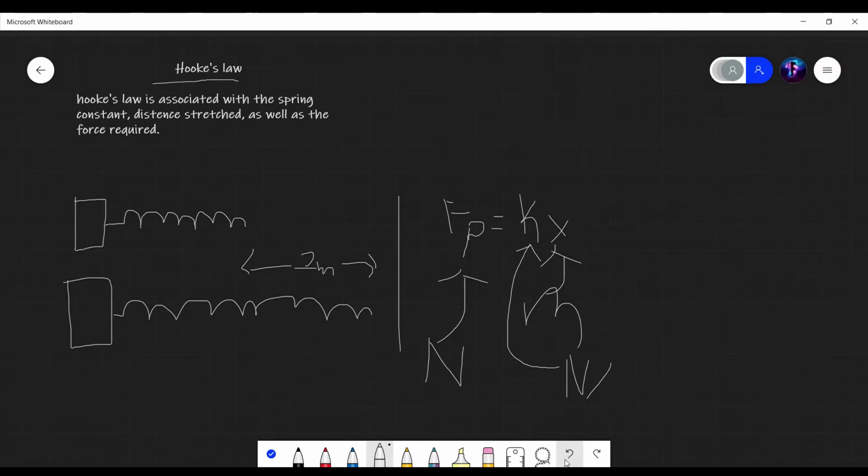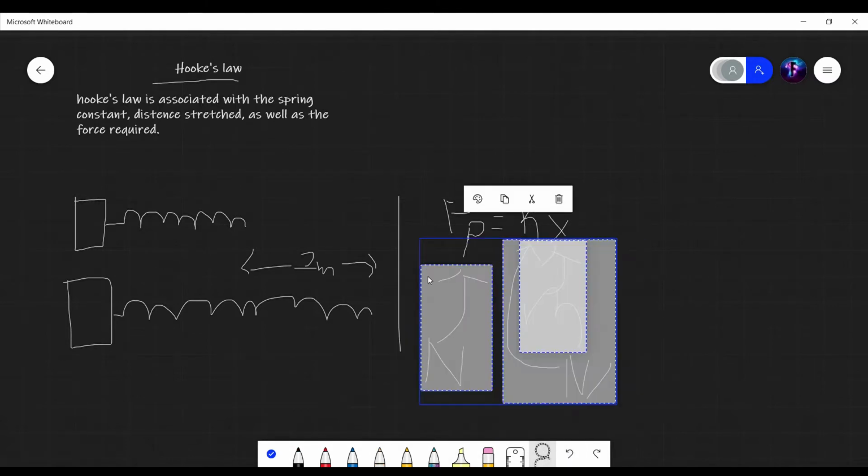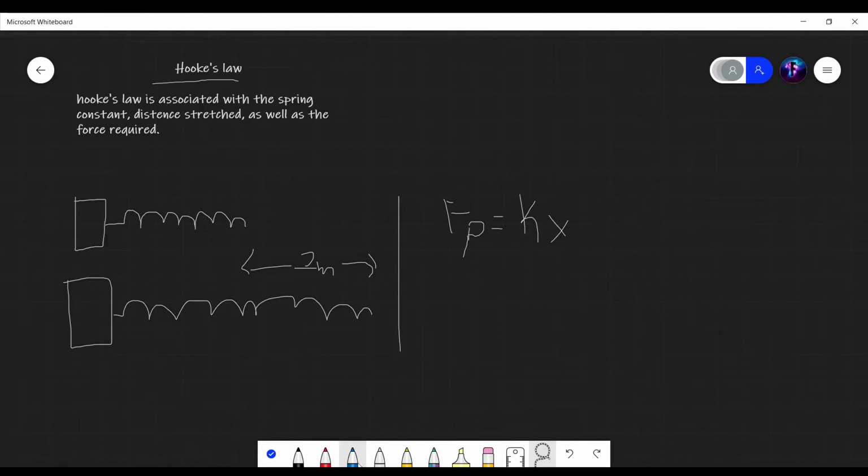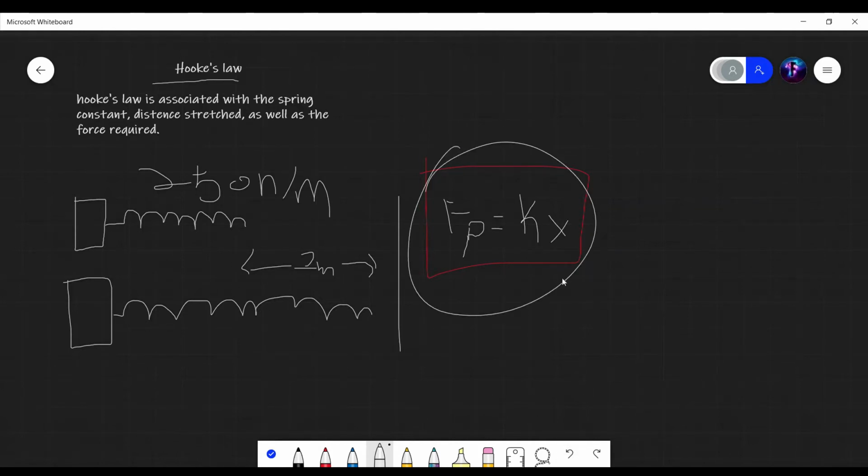So I'm going to delete all this. Hopefully you copied that down. This is the formula you want to remember: Fp equals Kx. Right here we have our example. Let's just say the spring constant is about 250 newtons per meter. How much force does it require to pull 1 meter? Well, you can use this formula right here.